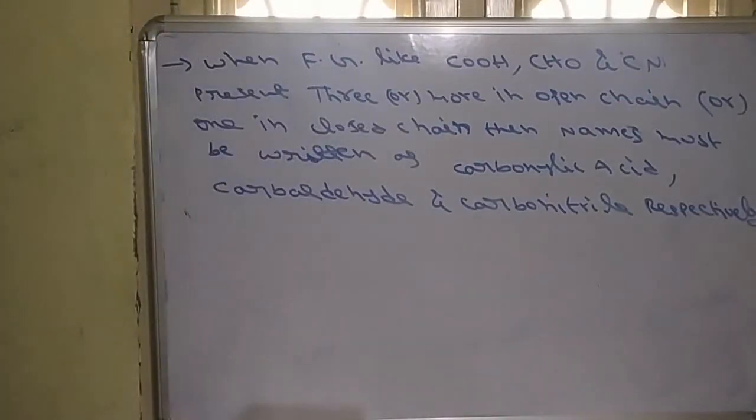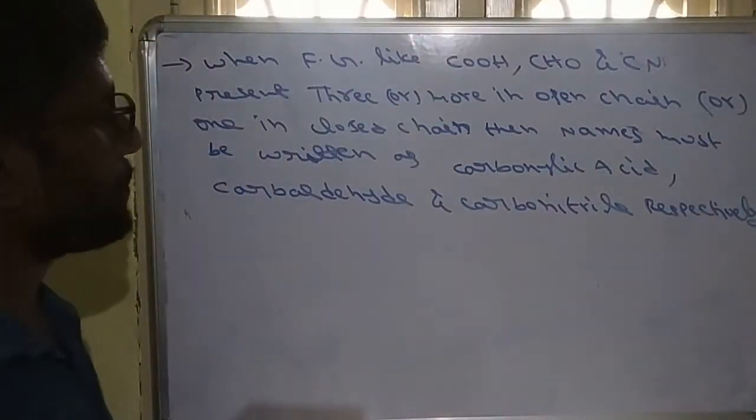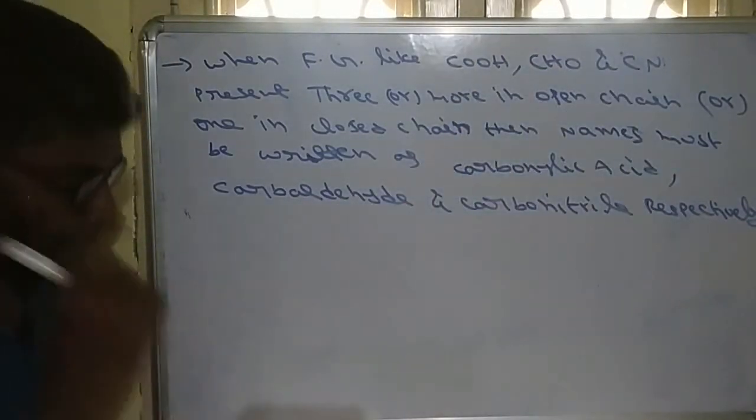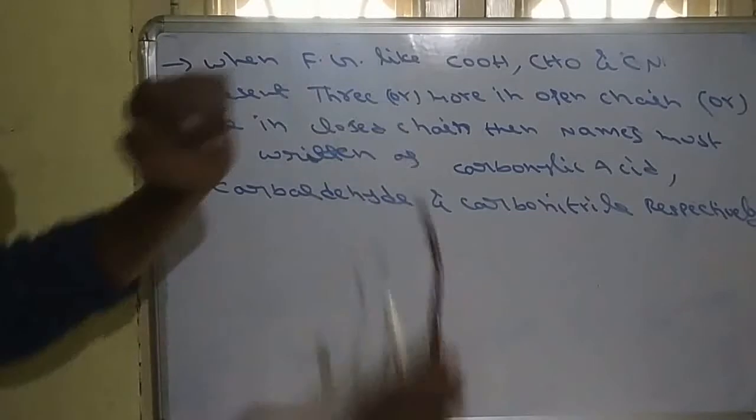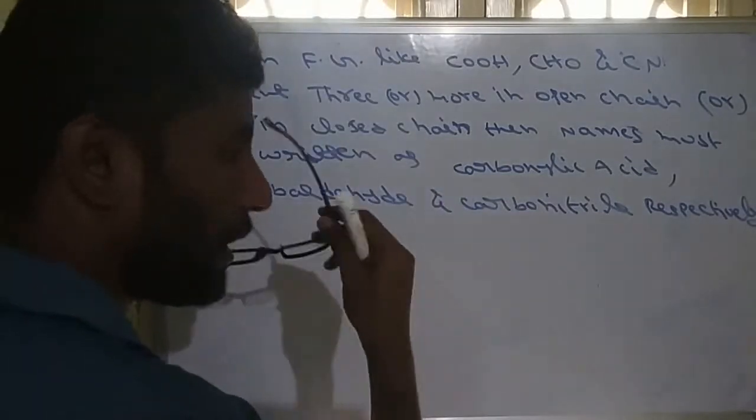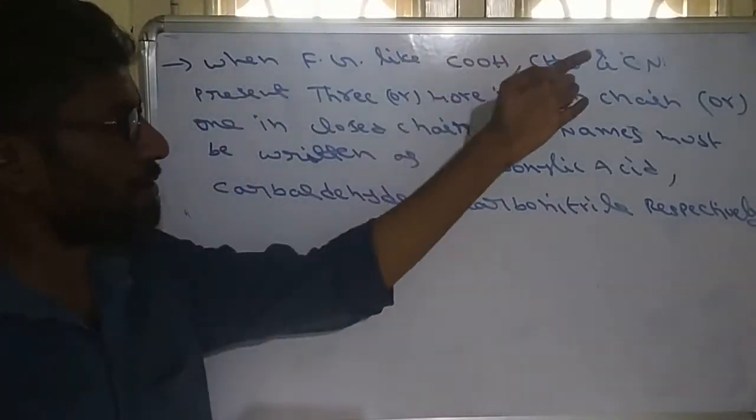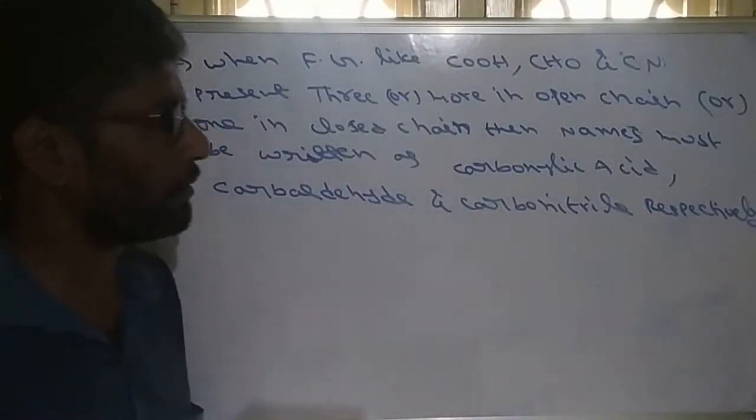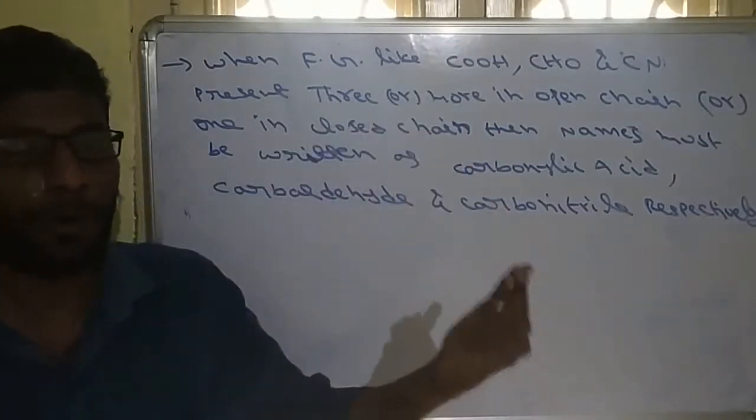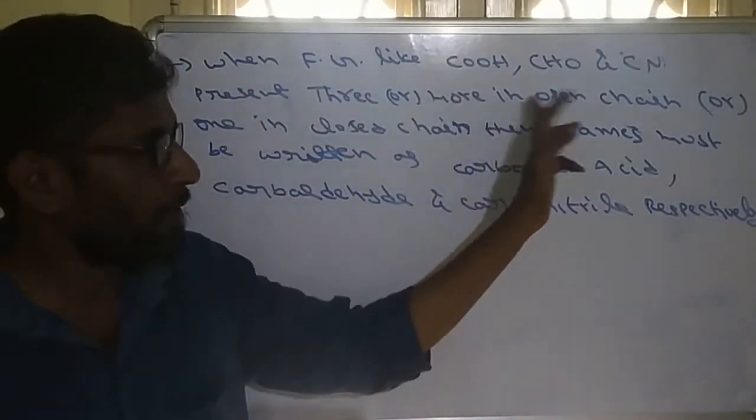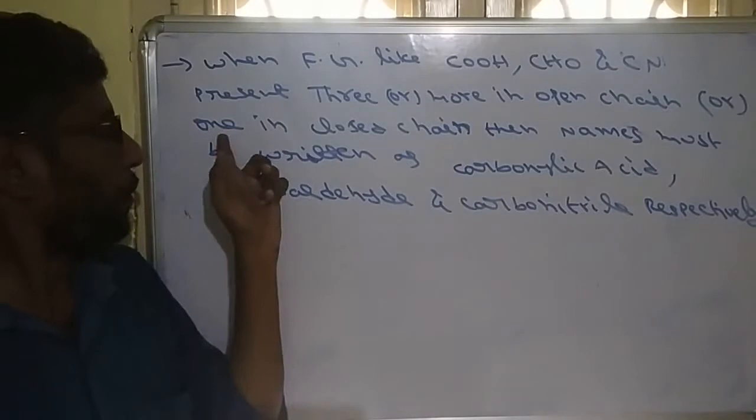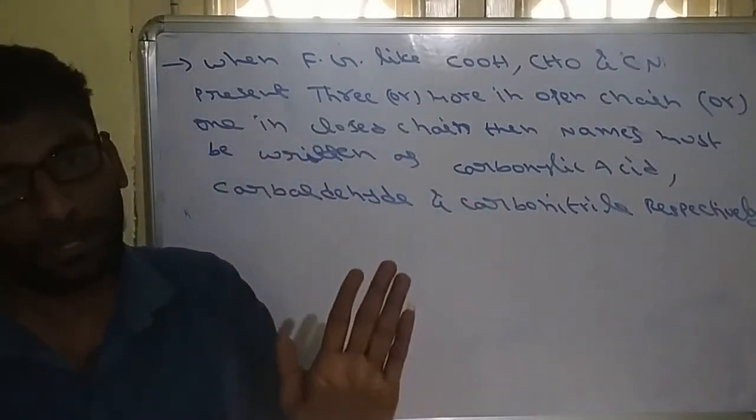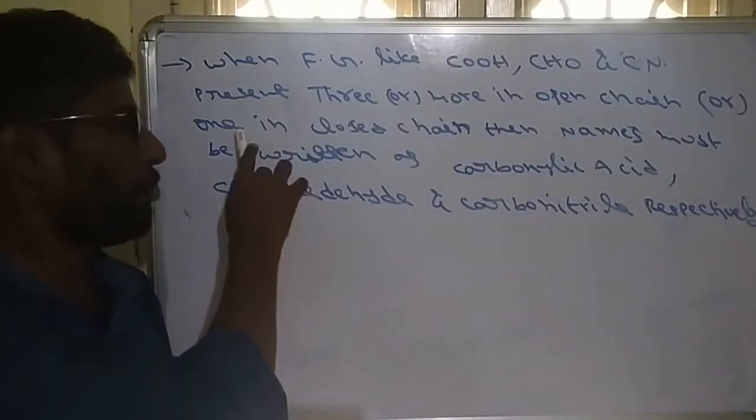So this is another exception. Functional groups like COOH, CHO, CN are carbon functional groups. Any functional group containing a carbon atom is called a carbon functional group. When three or more of these functional groups are present in an open chain, or even one in a closed chain: in an open chain, three or more is a must; in a closed chain, even one is enough.